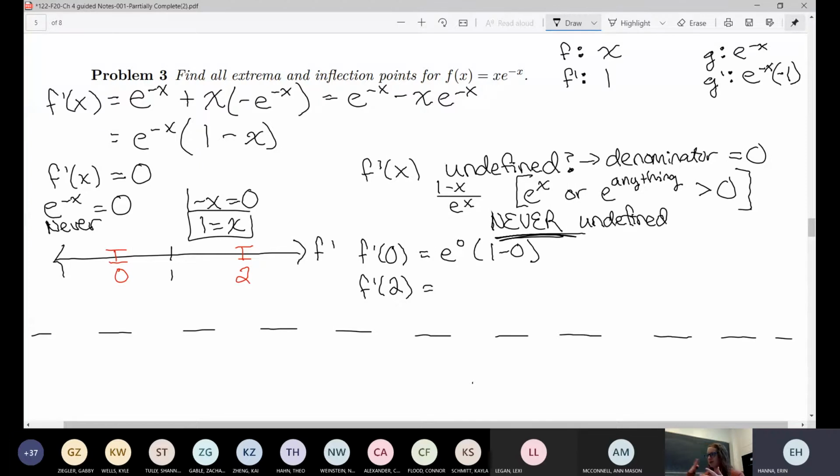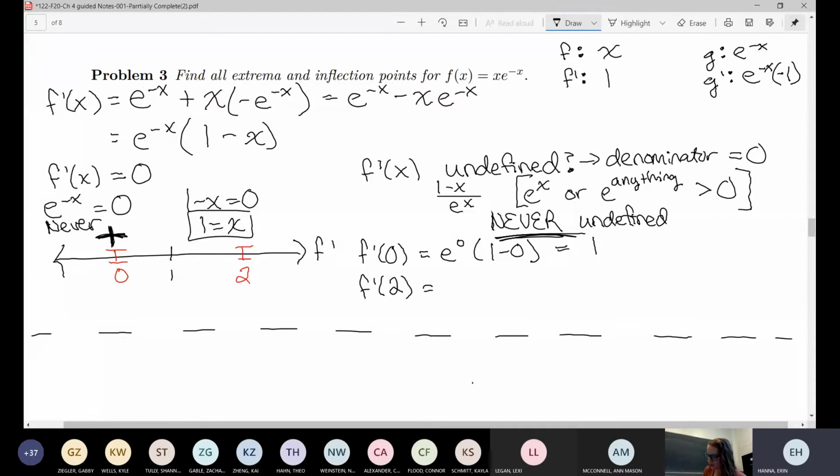we would get e to the 0 times 1 minus 0. So the 1 minus 0 would, of course, be 1. Now, I've already said that e to the anything is greater than 0. So that whole thing is going to end up being positive. A positive times a positive. Or if you're curious, it does come out to equal 1, because anything to the 0th power is also equal to 1. But anyway, that's a positive. So when we plug in 0, we get a positive value.